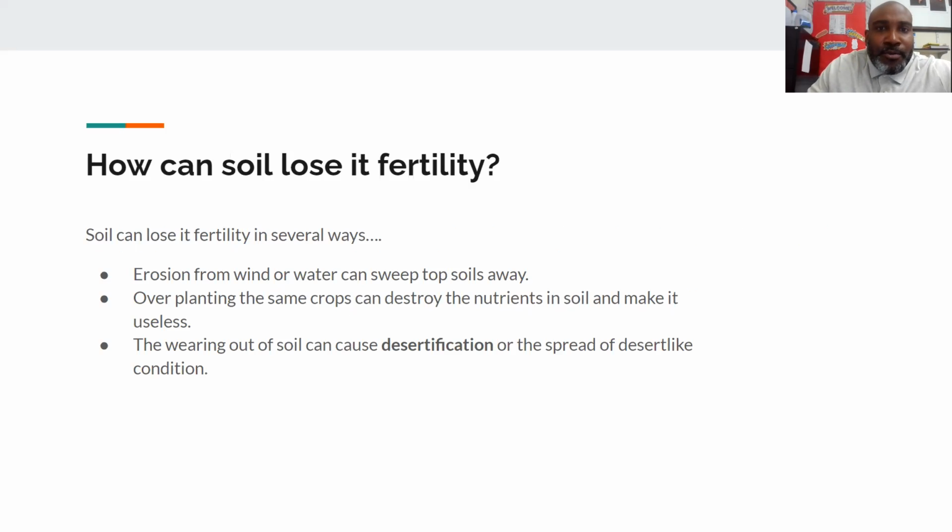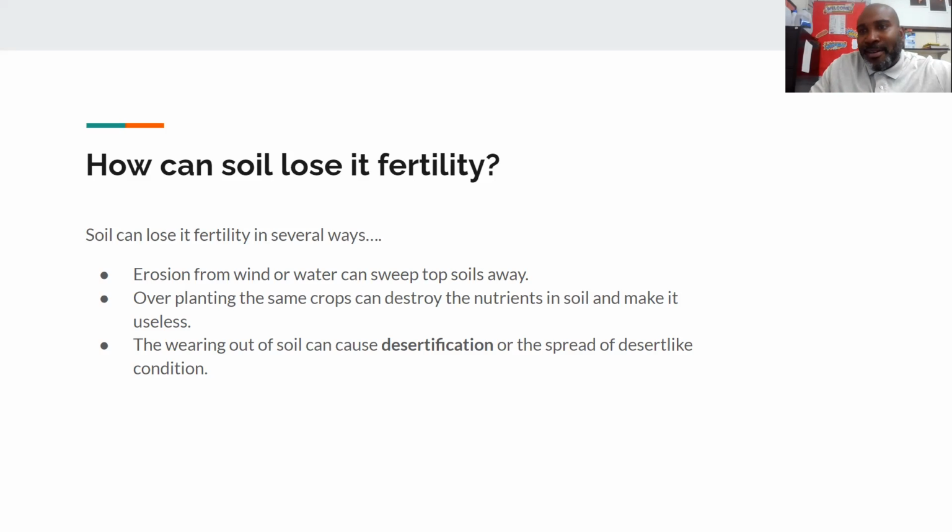So how can soil lose its fertility? Soil can lose its fertility in several ways. You have erosion from wind and or water, which can sweep the topsoil away. One thing that human beings tend to do is overplant the same crops. Whenever you're planting crops, you have to rotate the crops. You have to plant different crops at different times to ensure that one crop doesn't drain the nutrients from the topsoil and make it useless.